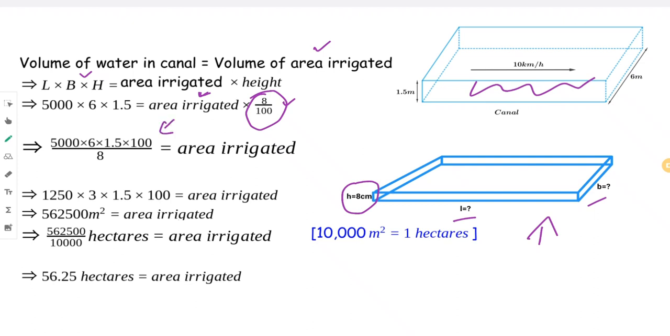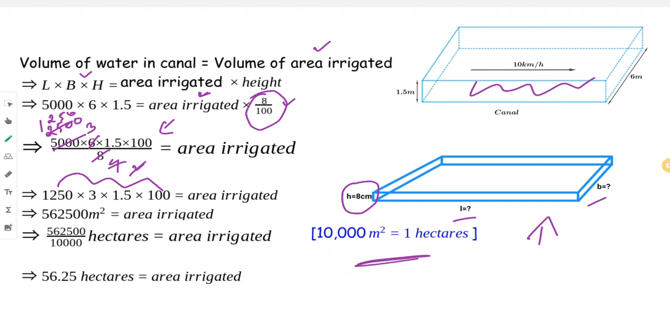Once we're done with it, let's start the division. 2 4s are 8, 2 3s are 6, then 2 2s are 4, 2 into 2500, then once again 2 1s are 2, 2 2s are 4, 2 5s are 10. All right, so we're going to be left with 1250 into 3 into 1.5 into 100. So when you multiply all this, we're going to get 562,500 meters square.